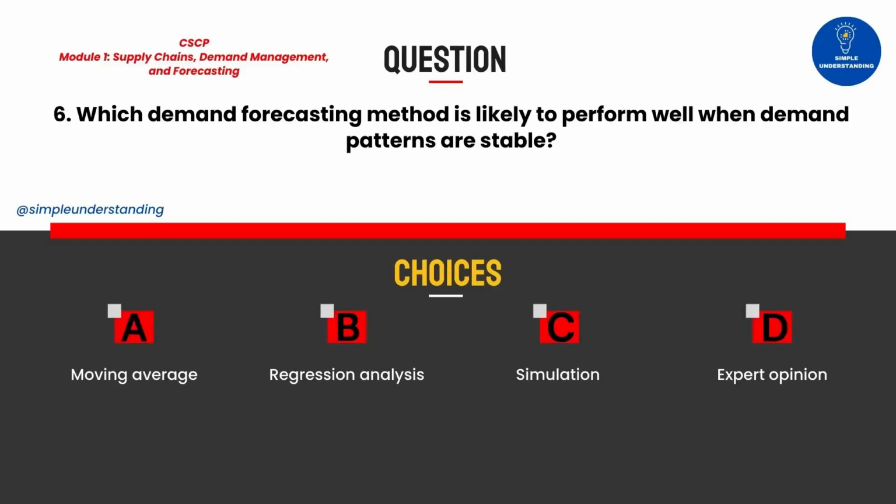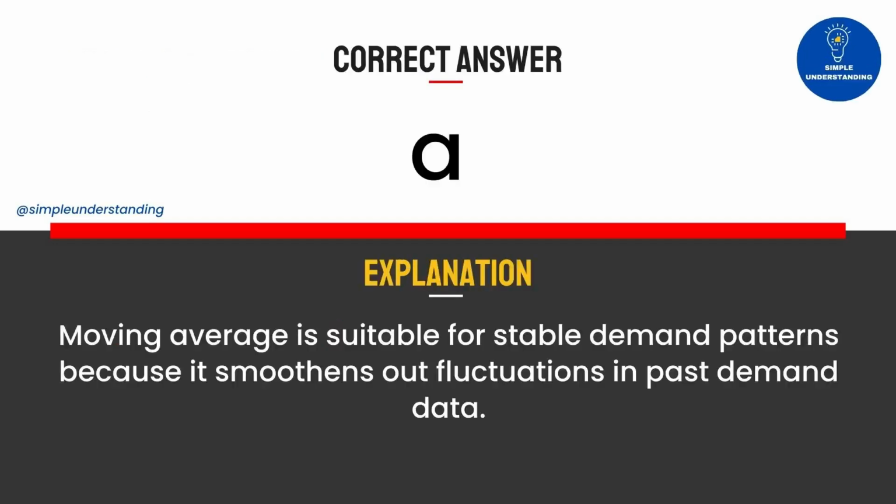6. Which demand forecasting method is likely to perform well when demand patterns are stable? A. Moving average. B. Regression analysis. C. Simulation. D. Expert opinion. Correct answer, A. Explanation. Moving average is suitable for stable demand patterns because it smoothens out fluctuations in past demand data.